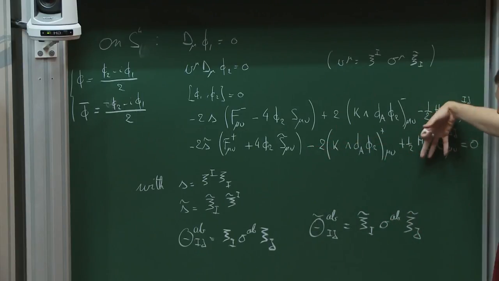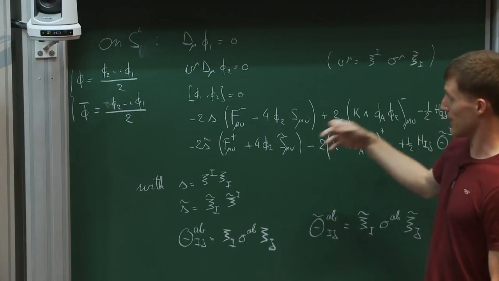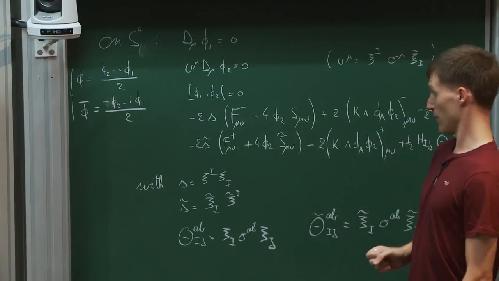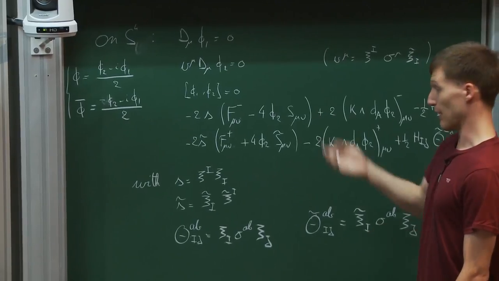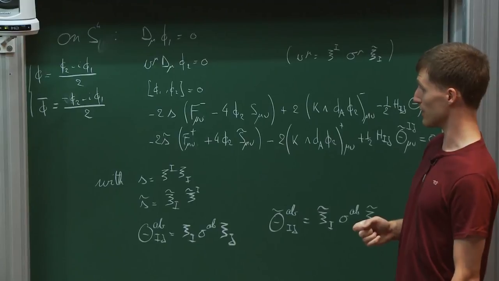So if you ignore this piece, you can play with Fierz identities to simplify this little mess. And then you find that phi 2 should be 0, the field strengths should be 0, and that was the localization locus for the vector multiplet, which we found in the original localization computation.